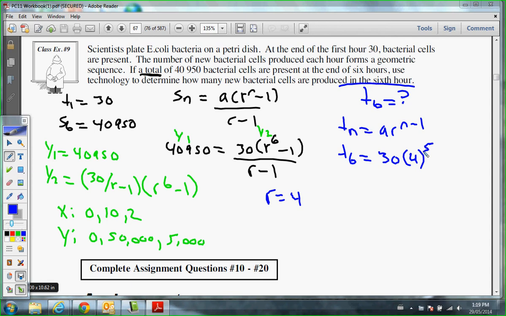So I put that in right there. So T6 is going to be 30,720. So the 6th hour, that's how much is produced. 30,720. Okay, and that is all for lesson 7.